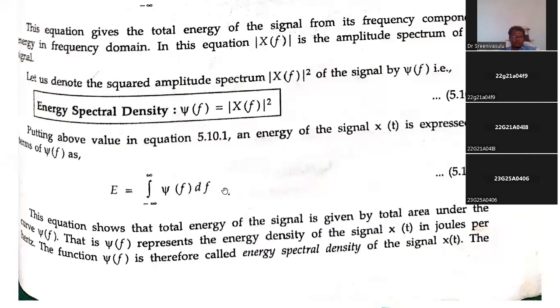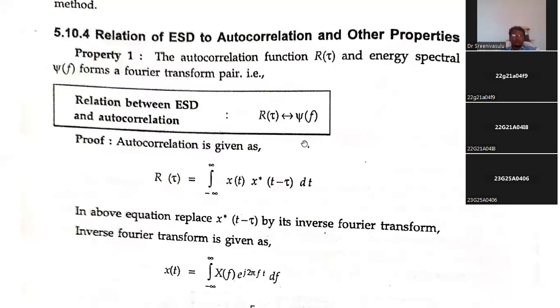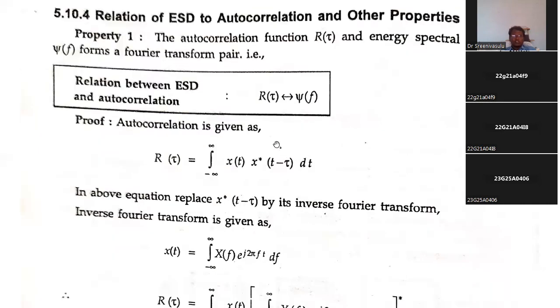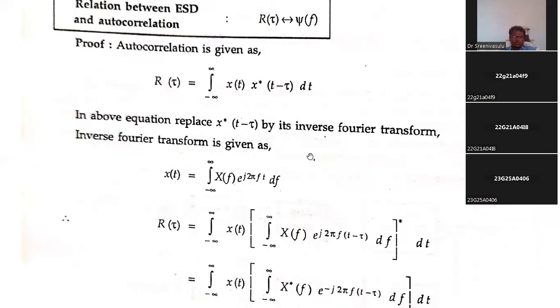So what does it mean? The area under the spectrum. Area under the spectrum is nothing but the energy of the signal. So the area under the spectrum is from the frequency domain. Okay. So you see the relation between energy spectral density and autocorrelation. You see once the formula.